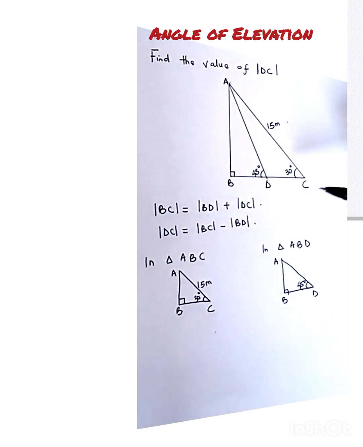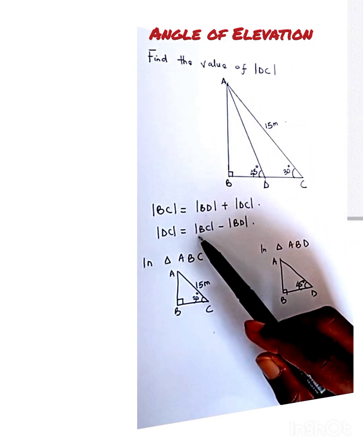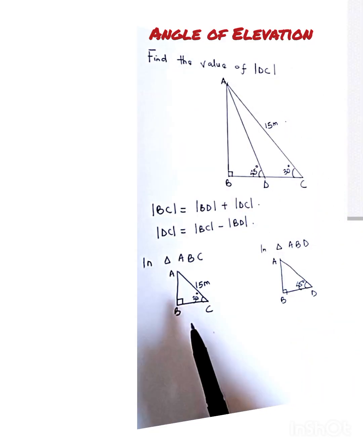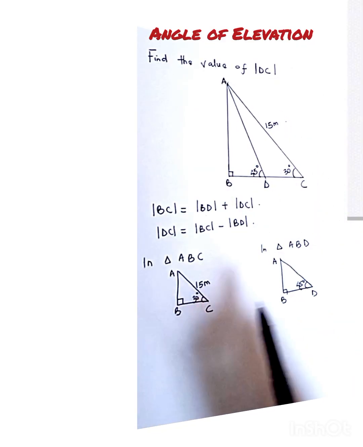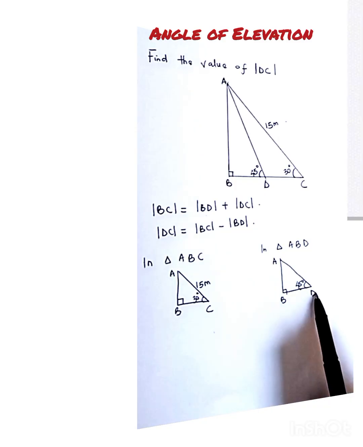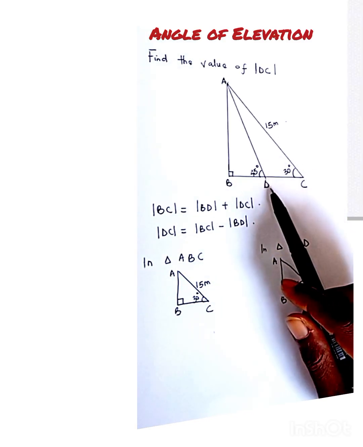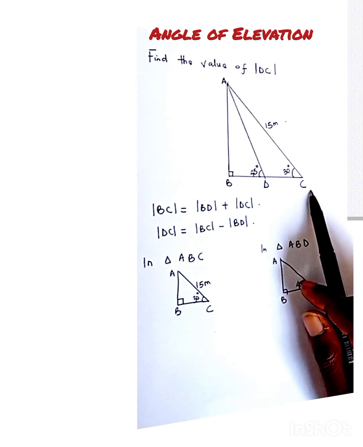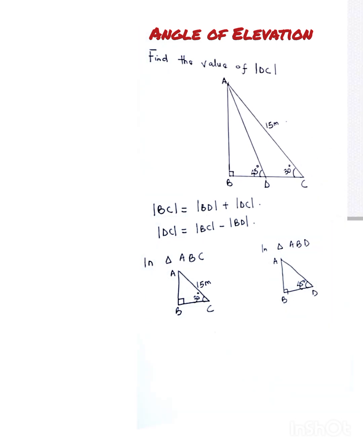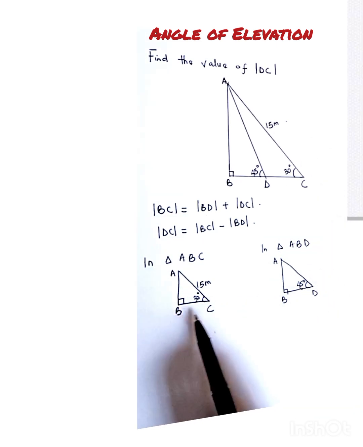So meaning that DC becomes BC minus BD. So I will need to get BC from here, then I will get BD from here, then I will subtract BD from BC to get the value of DC. Okay, so how do I go about that? Now let's get the value of line BC.